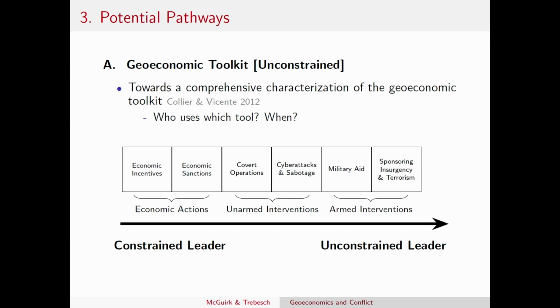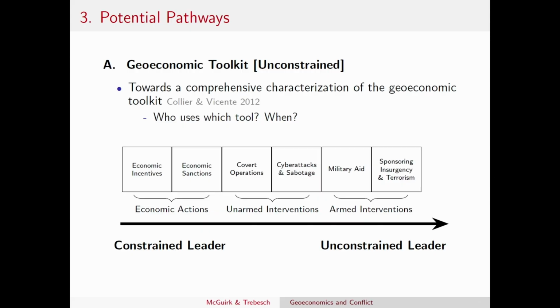Another element of this, unless we're missing something, we'd be really interested in understanding a little bit more about how the entire toolkit is used and understood. Characterizing the entire toolkit, where it ranges from the least aggressive economic actions, the classic tools of geoeconomics, incentives and sanctions, moving to unarmed interventions and armed interventions. The basic idea is that you can't really understand those two without understanding the other elements in the choice set. So, for example, it could be the case that more constrained leaders, so you could think of constraints being budget constraints or moral constraints if you're the leader in a democracy, and maybe these are tools that are more likely used by unconstrained leaders. But thinking almost theoretically how to integrate the entire choice set and understand this a little bit better.